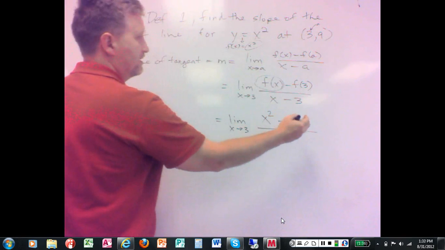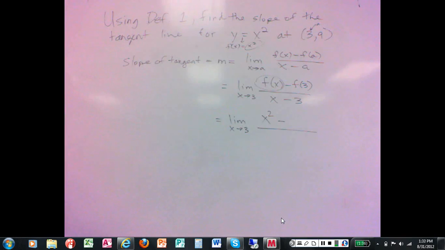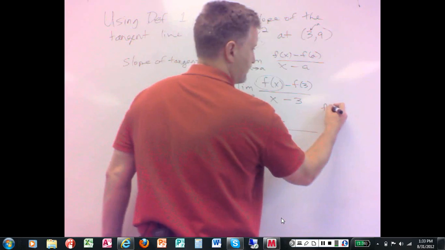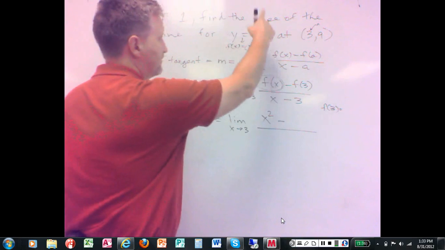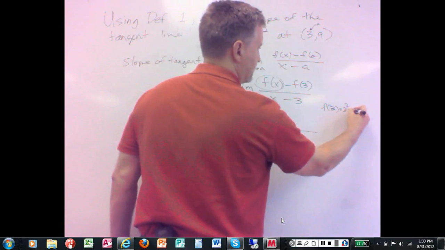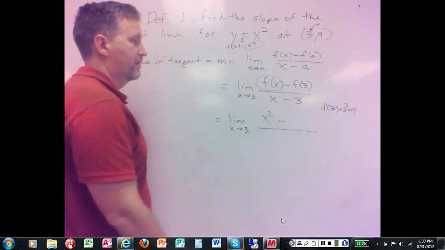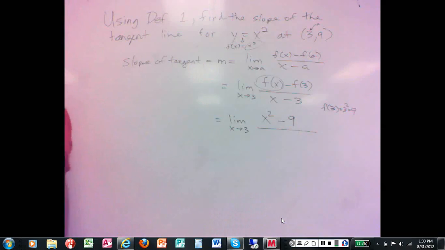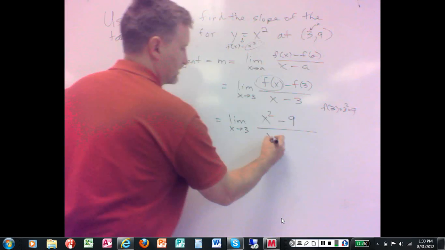Now, f of 3, well, that's going to be the function value evaluated at 3. So what is f of 3 here? Well, f of 3 would just mean plug in 3. So it'll be 3 squared, which is 9, which of course I've already got right there. So is everybody with me? Where f of 3 is 9? And then the bottom is just x minus 3.